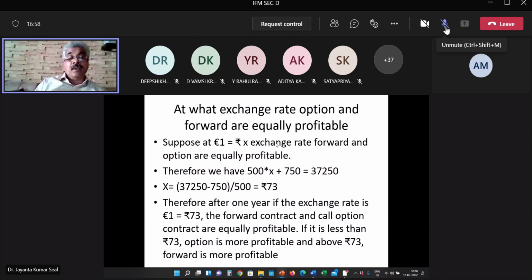I repeat, if I assume that at X exchange rate both are equally profitable, the cost from option is 500 into X plus the premium you paid, 750. That must be equal to the forward contract, 37,250. So from this, X is equal to 73. So at 73 both are equally profitable. Above 73 forward is profitable, below 73 option is profitable.